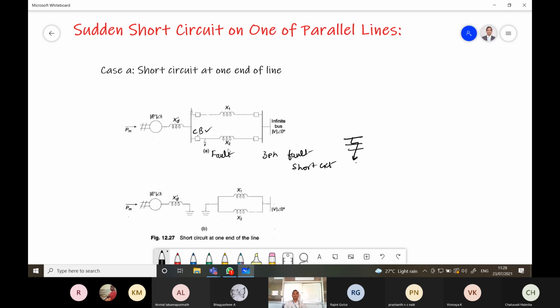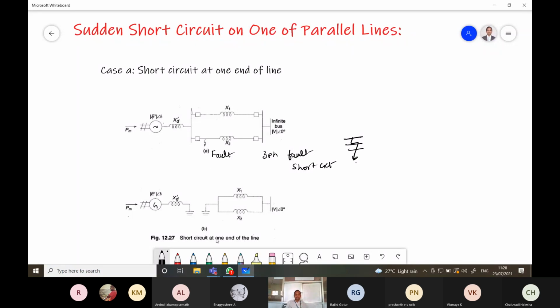So when you open the circuit breaker, what happens to your reactances? So we have a generator. This generator E dash at an angle delta, and mechanical input is given here, and the generator reactance is XD dash. So whenever the short circuit occurs, before the fault, what happens? Still your circuit breaker is not open. So before the fault, and then during the fault, you have not cleared the fault.